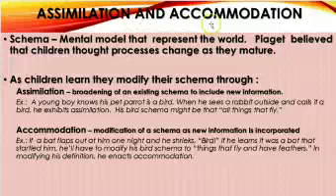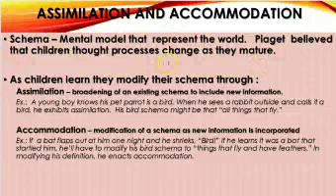Assimilation and accommodation. Piaget says that as children learn, they modify their schemas. And the schema is a mental model that represents the world. Piaget believed that children's thought processes change as they mature. And of course, he said they can modify their schema through assimilation, which is broadening of an existing schema to include new information.